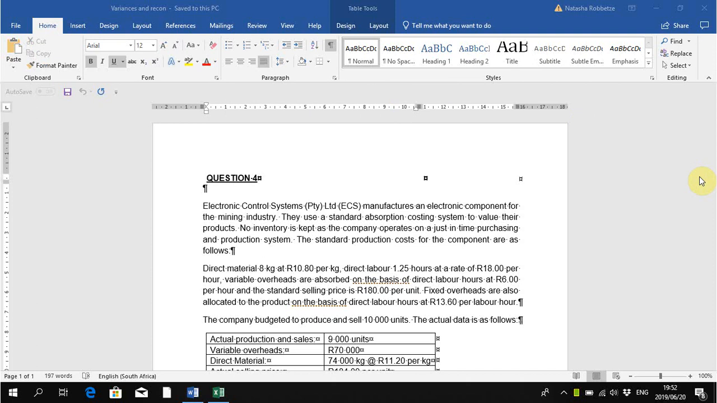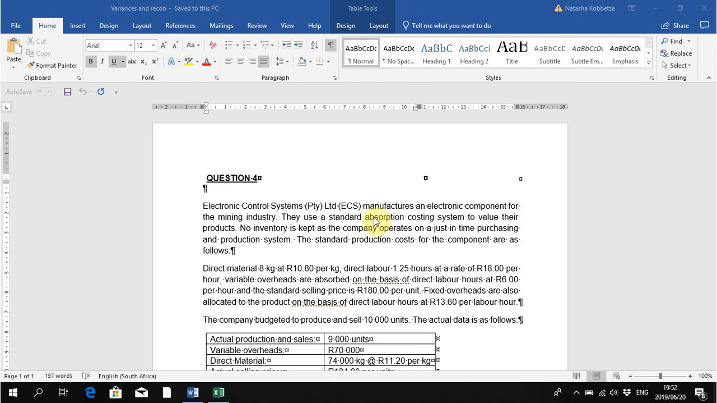I have a question here. It's called electronic control systems and it has a standard absorption costing system that I want us to apply here. It says that this business manufactures electronic components for the mining industry and they use the absorption costing system to value the products. No inventories are kept and they operate in a just-in-time purchasing and production system.